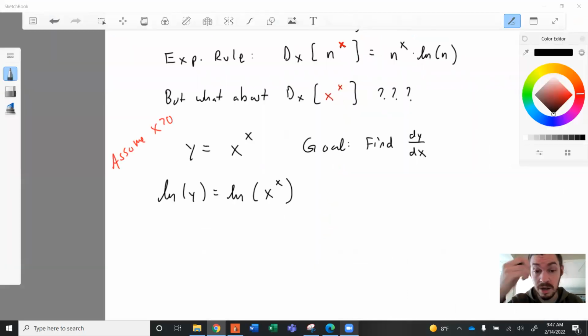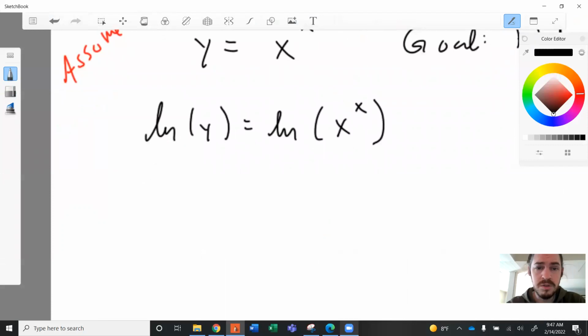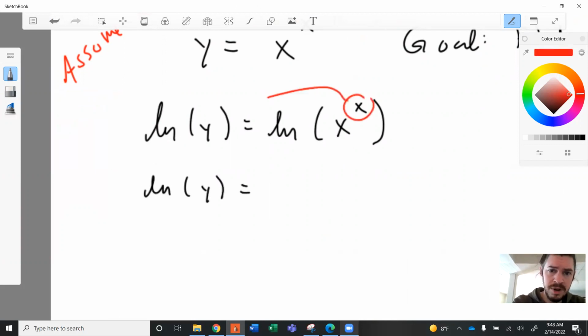Okay, so now we've taken the logarithm of both sides. We're going to use a property of logarithms where you can take an exponent like this x up here and bring it outside the logarithm as a constant multiple: x times the natural log of x. You may remember that as one of our exponent rules. We got that.